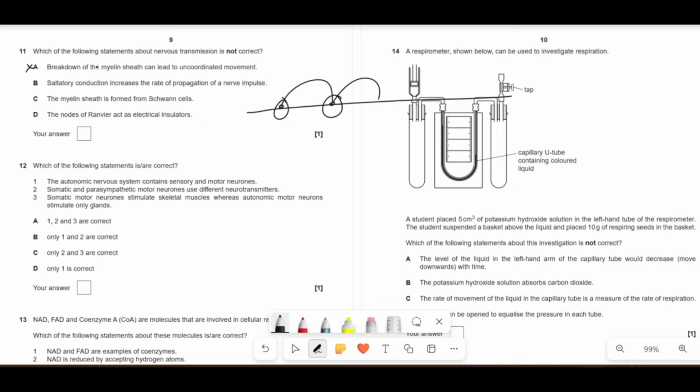Next one says, saltatory conduction increases the rate of propagation. Well, it does, because it means it jumps from node to node rather than just across the entire neuron, so that one's out. The myelin sheath formed is from Schwann cells. That is true, it does. The nodes of Ranvier act as electrical impulses. No, the bits between each of the myelin bits that it jumps from one to the next are the nodes. Those are bits of exposed non-myelinated membrane, which are conductive. So by that logic, this is D.